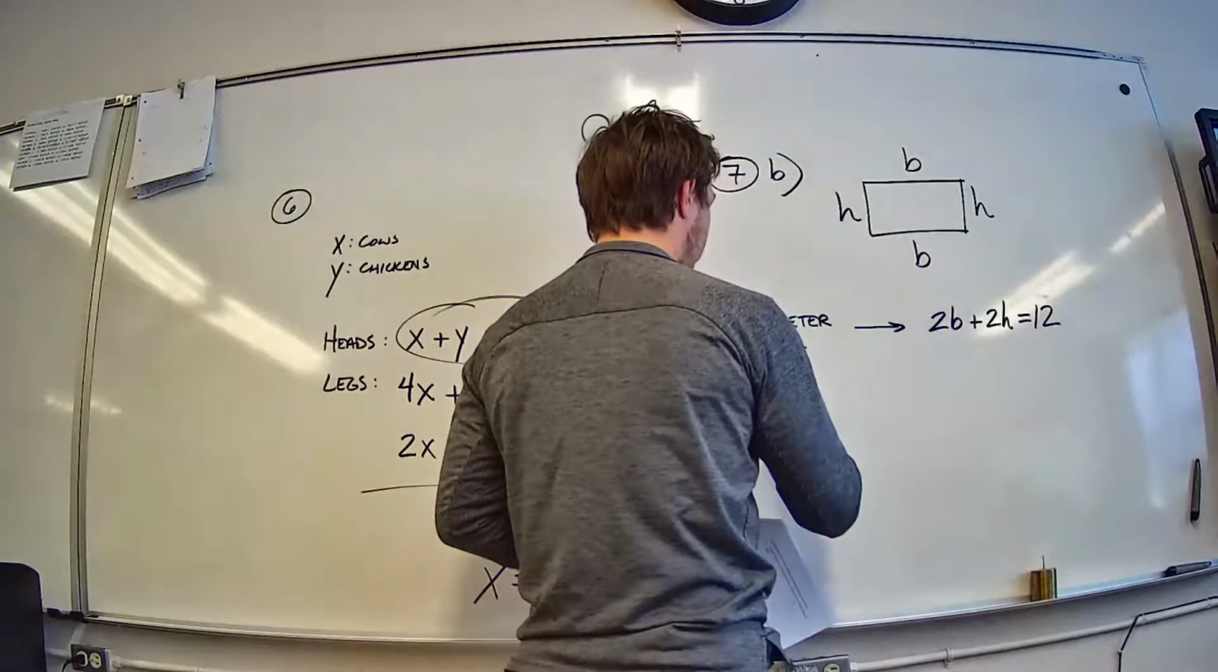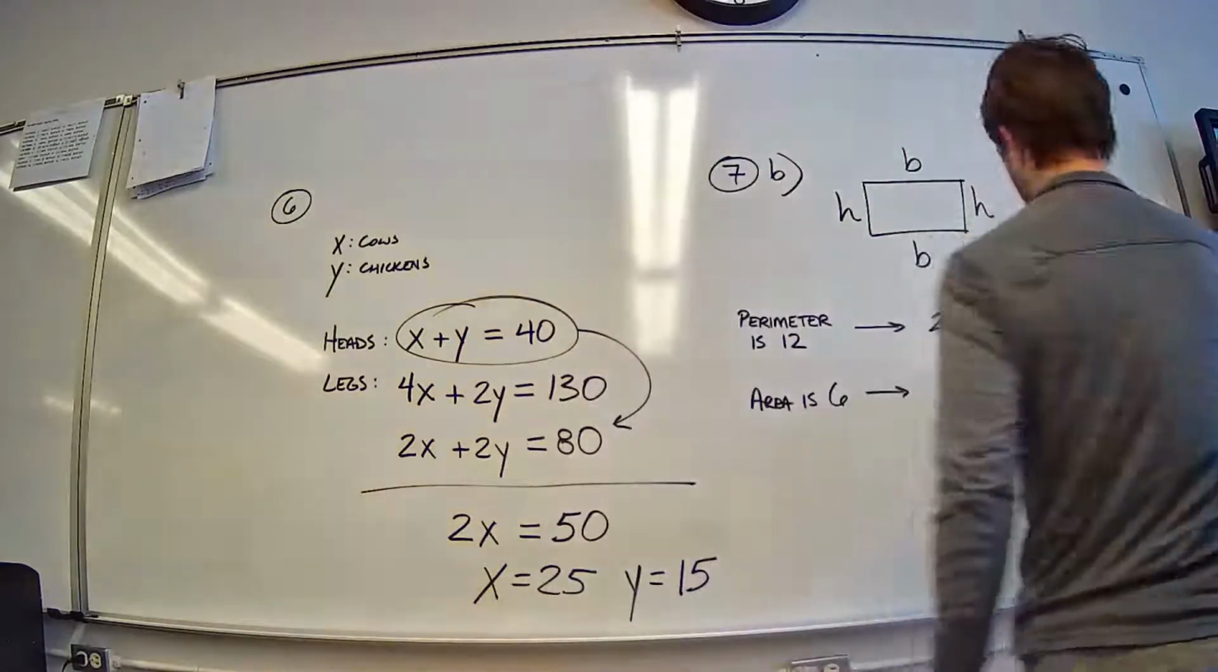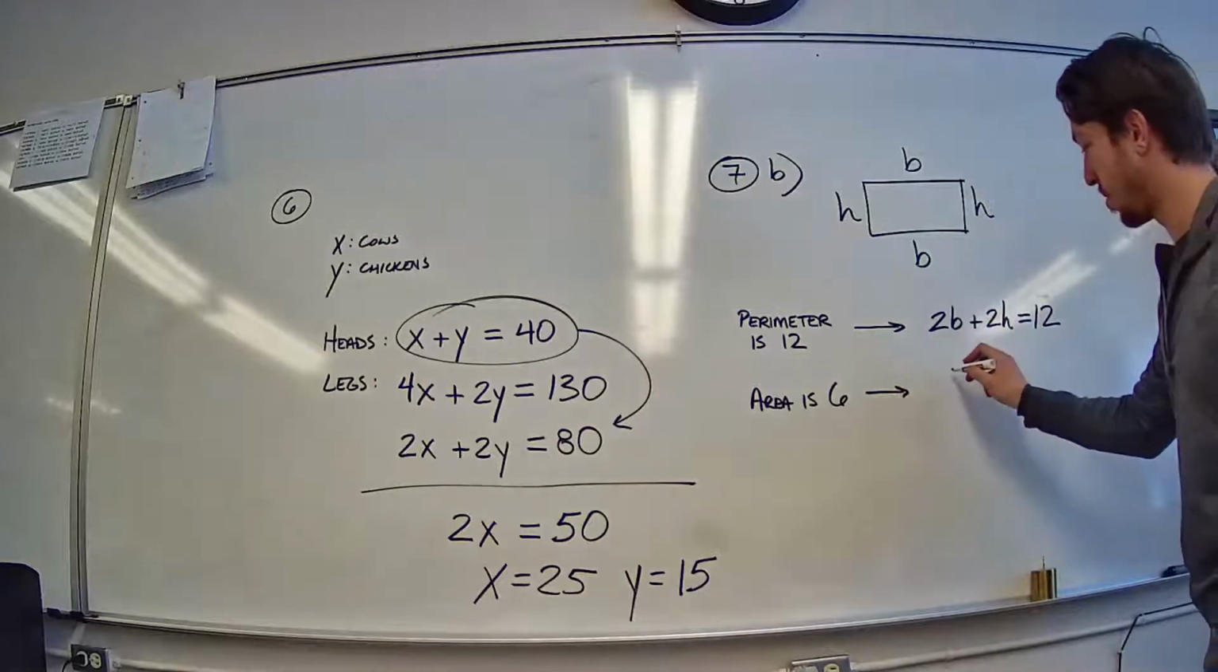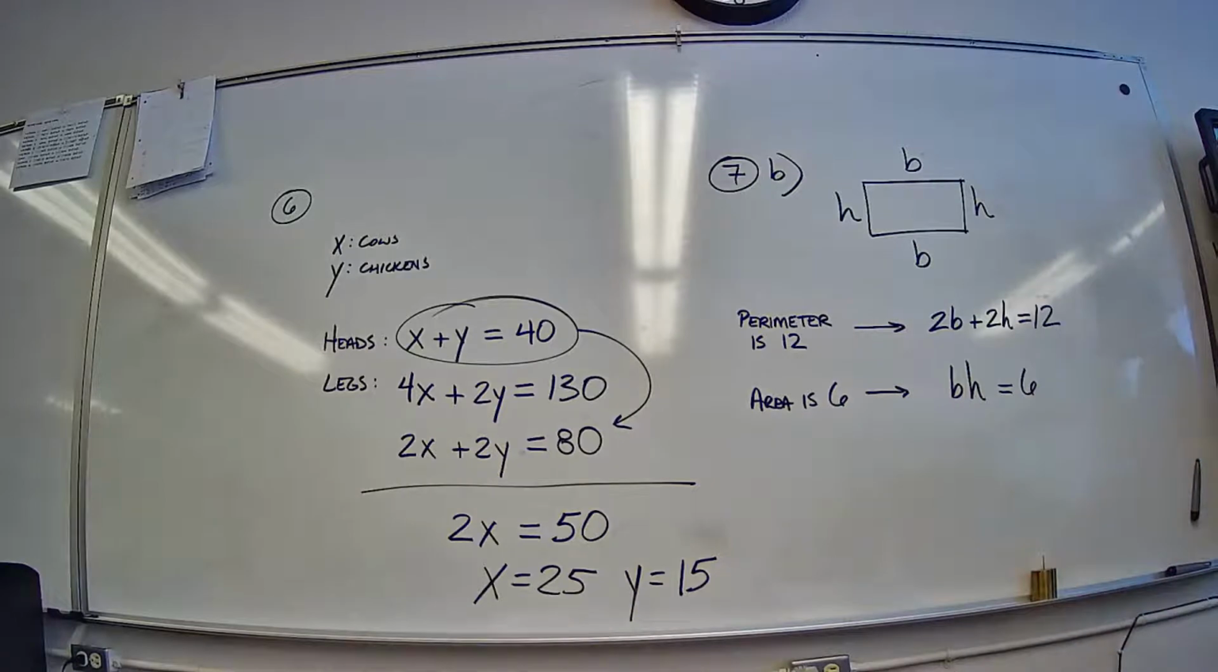Then it says the area is 6. So how do I write that? b times h equals 6. Yep. So now hopefully you look at that and go, oh, it's nonlinear, but it's just a system. And we've been solving those for a couple days now, right? It kind of reminds me of number 2B, number 3C, a little bit like one of those. So let's solve it.